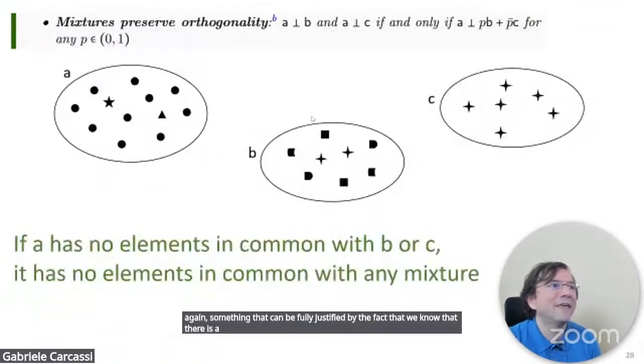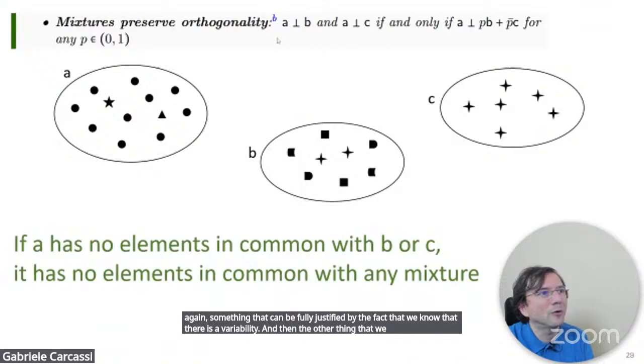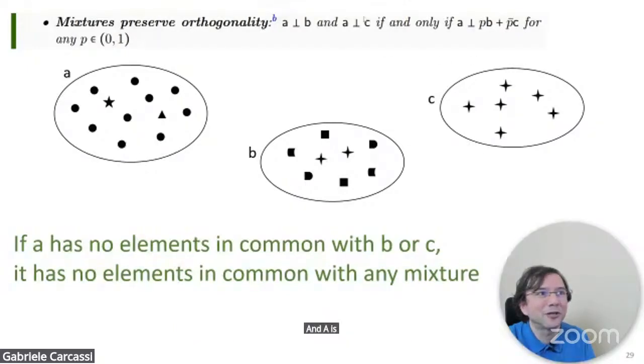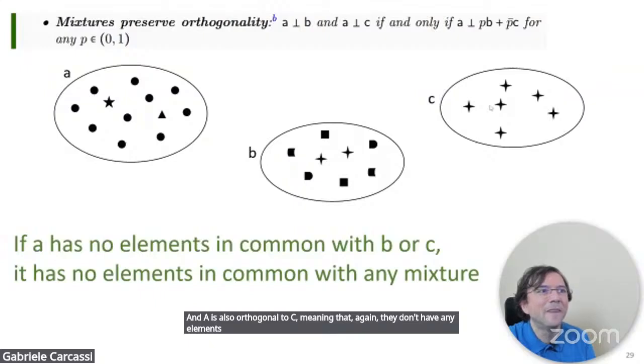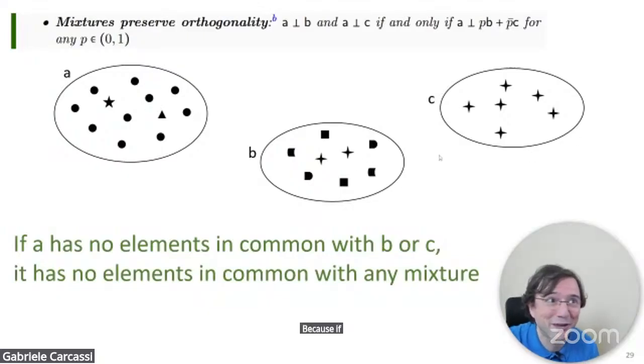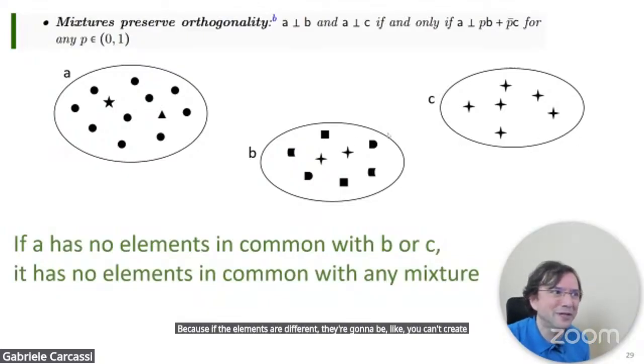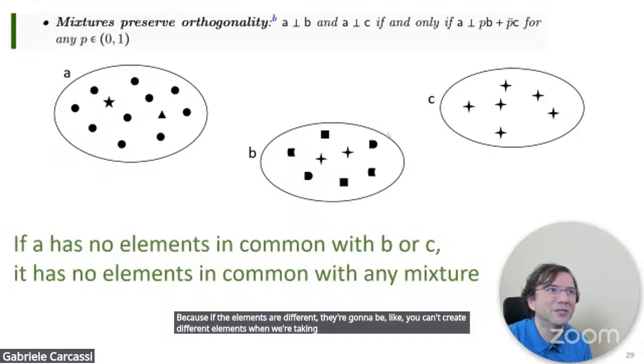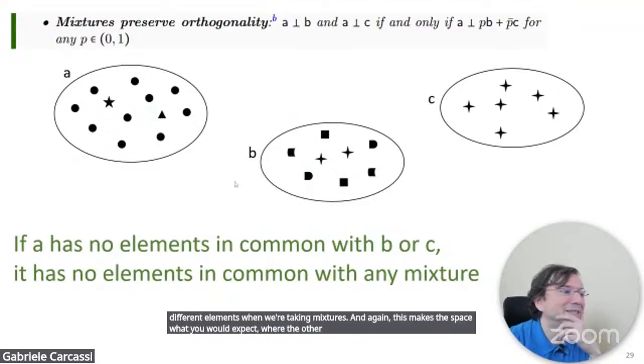And then the other thing that we have as an axiom is that if A is orthogonal to B, meaning that all the elements are different, and A is also orthogonal to C, meaning that, again, they don't have any elements that are similar, then A is also orthogonal to any mixture of B and C. Because if the elements are different, you can't create similar elements when we're taking mixtures. And again, this makes the space what you would expect, where orthogonality has these types of properties.